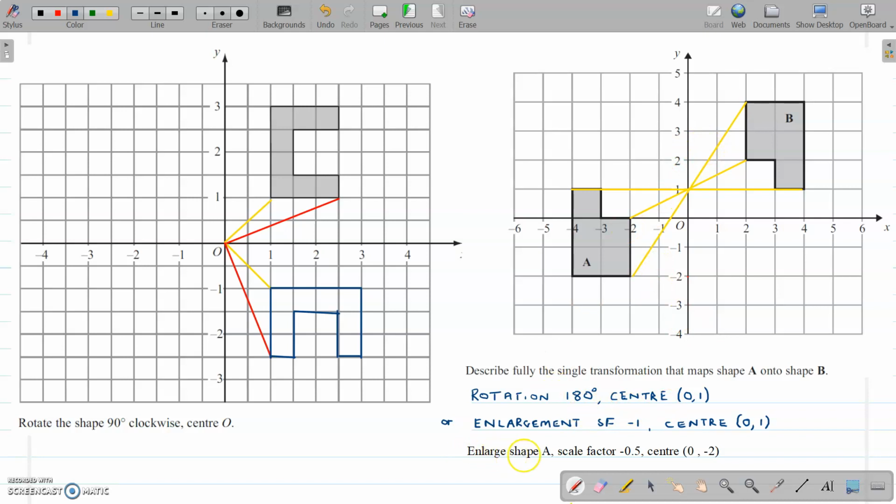Now we're asked to enlarge shape A by a scale factor of -0.5, center 0, -2. First of all I'm going to mark the center, which is this point here, and I'm going to use different colored ray lines. I'm going to use red now, so as not to clash with these. Now I'm going to take some points off of shape A and go through the centre of enlargement and out the other side.